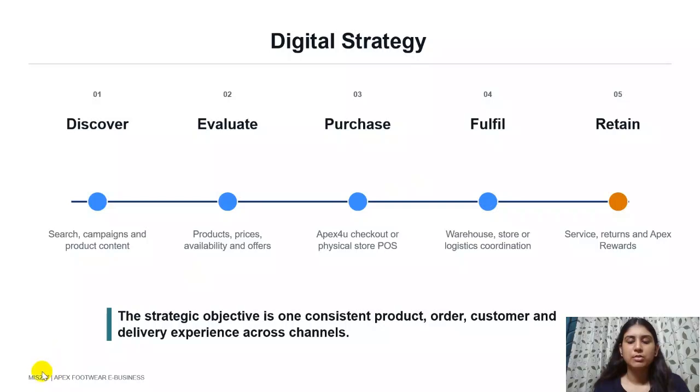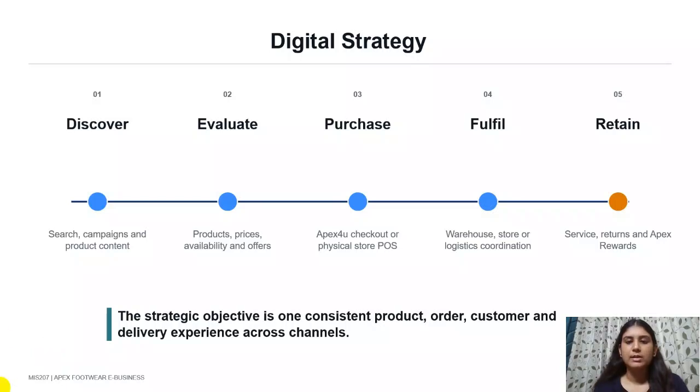First, customers discover products through search, campaigns, and product content. Then, they evaluate products based on information such as price and availability. Next, they purchase either through Apex for You or a physical store. After that comes fulfillment through warehouse, store, and logistics coordination. Finally, Apex retains customers through service, returns, and Apex Rewards. The strategic objective is to provide one consistent product, order, customer, and delivery experience across channels.